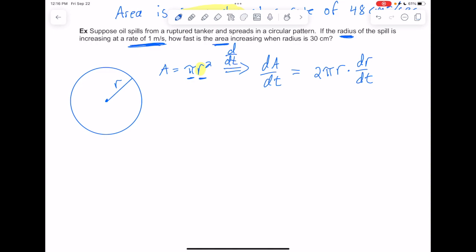So now here's an equation that has the rates related to each other. And now we just want to think about what are the numbers they gave us, what do those represent, plug in what we can, and then hopefully just solve for the leftover one, which is what we want. Sometimes we need to do a little more work than that. Let's start digging in and see where this one falls.